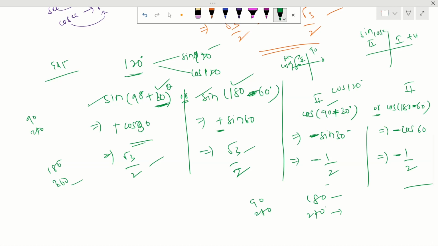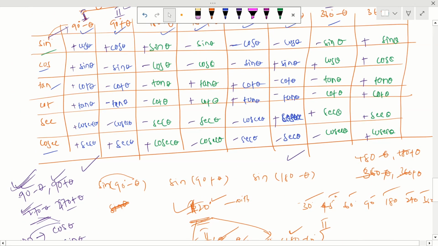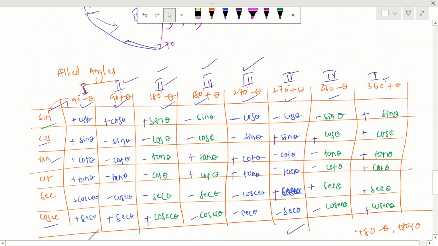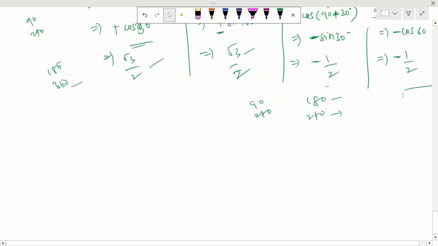So like this we can find values from the allied angles. This is the concept of allied angles, and identifying the quadrant is very important. We'll discuss examples, then you will understand these values, right? So now we'll discuss an example. The first example I am giving here.